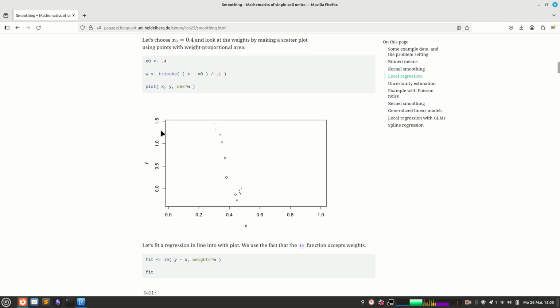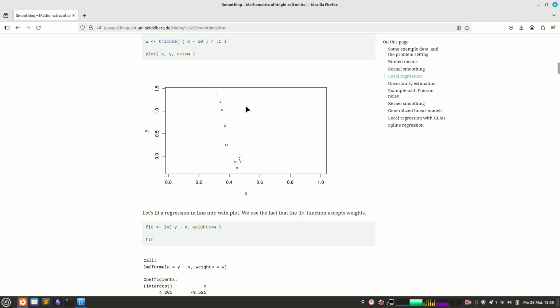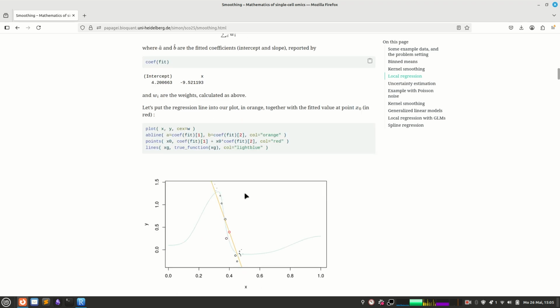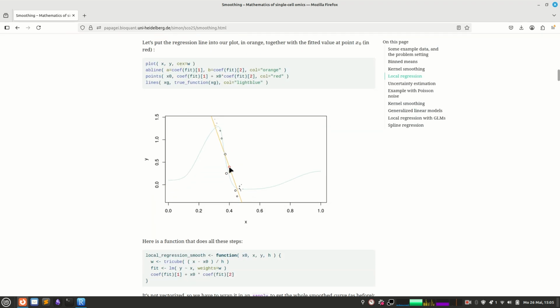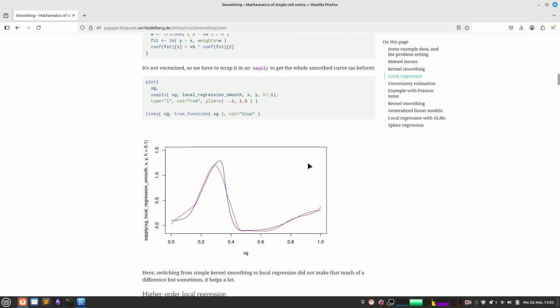And then we went to local regression, where we said instead of simply taking a weighted average, we make a weighted regression where we fit a line or a parabola or some other polynomial to these points with their weights. And once we do that, we just take only one point of this whole fitted line, namely the point at the midpoint of our kernel, and store this as the point of our smooth curve. And that way we then get a red smooth curve.